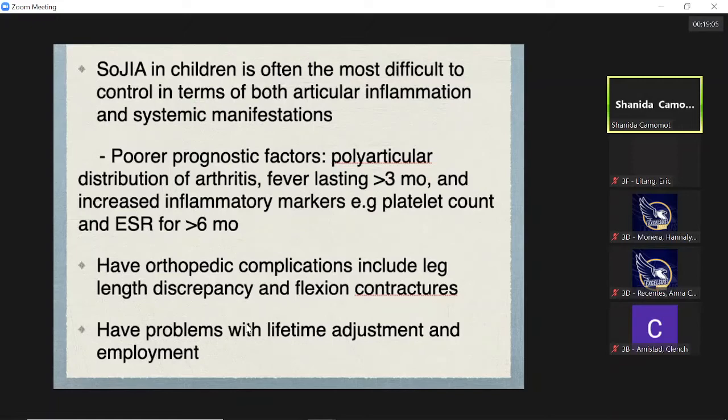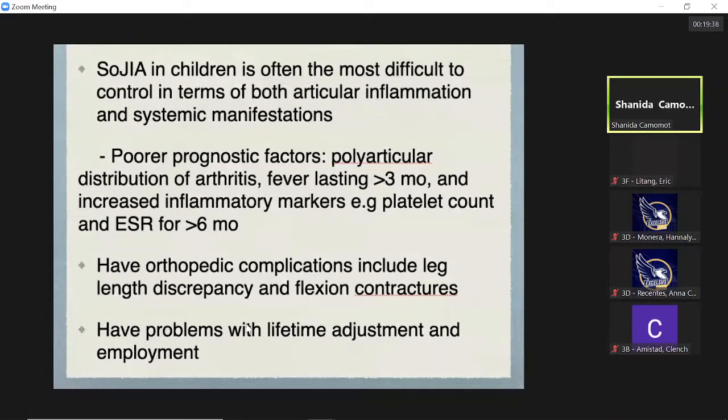Sorry for that noise. So, poorer prognostic factors in systemic onset JIA include polyarticular distribution of the arthritis, fever lasting more than 3 months, and increased inflammatory markers like platelets and ESR for more than 6 months. And remember that these patients have orthopedic complications, including leg length discrepancy and flexion contractures. And of course, the challenge mostly for us is that these problems will have lifetime adjustment and employment implications.